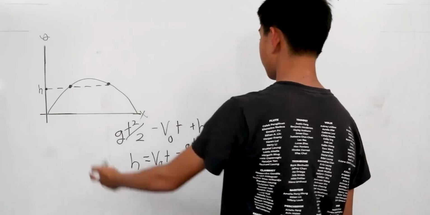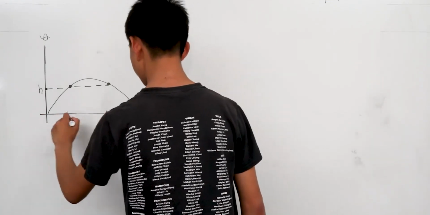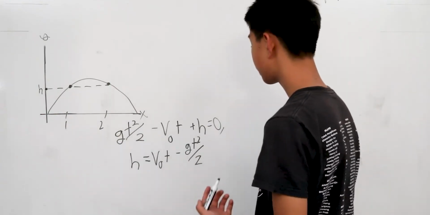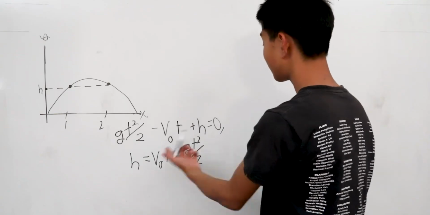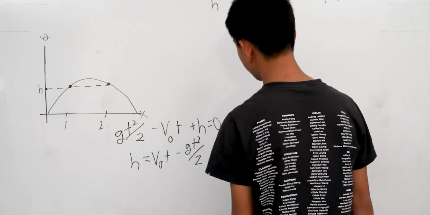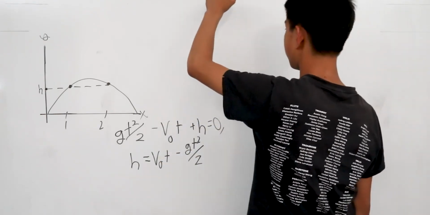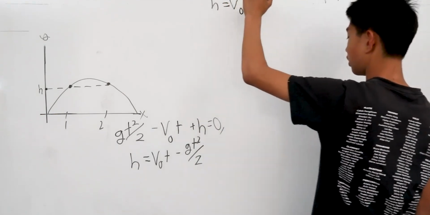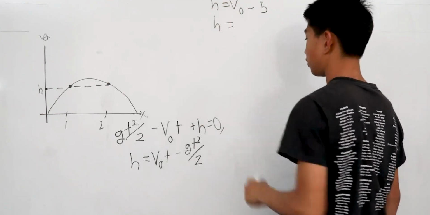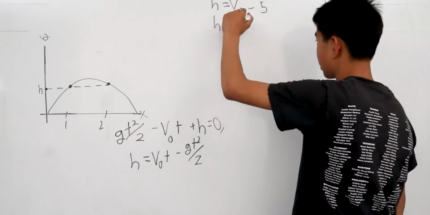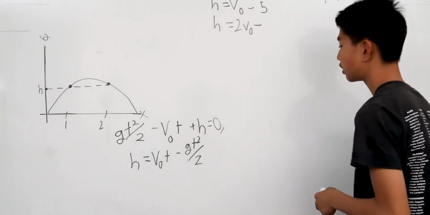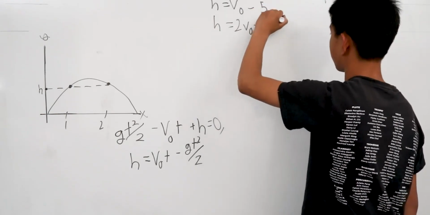But since we know that these occur at seconds 1 and 2, because that's what the problem says, we can then plug these values of t into this equation. So when we plug in t is equal to 1, we get that h is equal to v naught minus 5. We also get that when plugging in t is equal to 2, this is 2 v initial minus 5 times 4, which is 20.